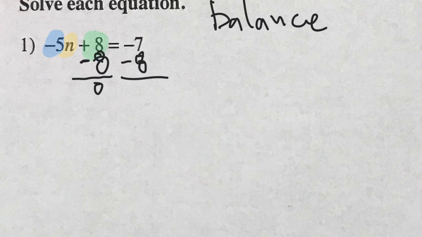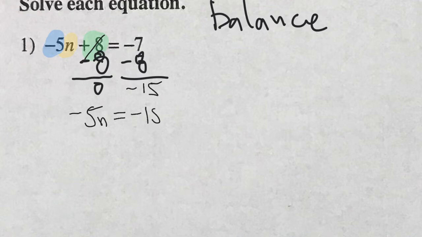So negative 7 minus 8. Well, if I start at negative 7, I'm going to go 8 more in the negative direction. Or, if you remember, same signs add, different signs subtract. And if it's the same sign, you keep the sign. So it's going to end up with a negative 15. This is a 0, right? I was able to cancel that out. So I end up with negative 5n equals negative 15.